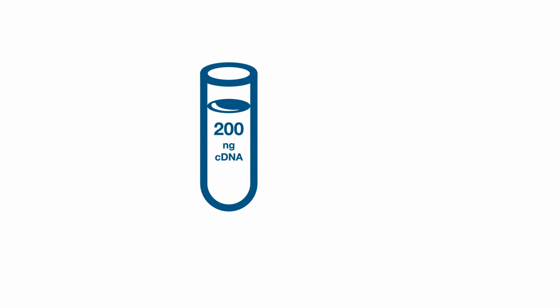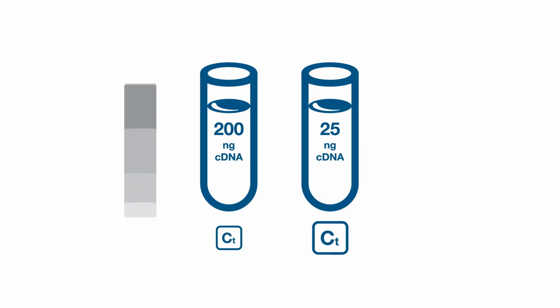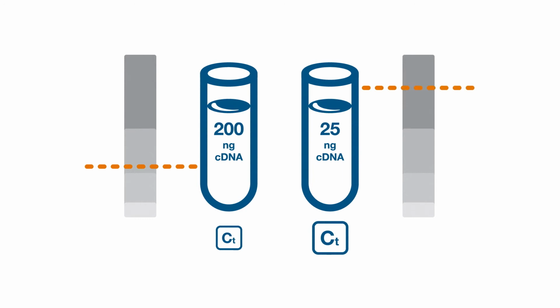For example, if I have one sample with 200 nanograms of cDNA and another with 25 nanograms of cDNA, I'll get an earlier CT or smaller CT value with the first one. This is because it will take fewer PCR cycles for the fluorescent signal to rise above the background for the first sample. Since the second sample is starting with only 1/8 as much template, it will take more cycles to reach the same level of detectable fluorescence.